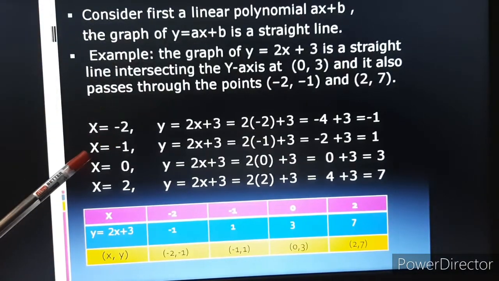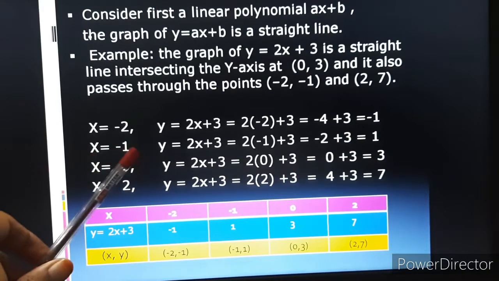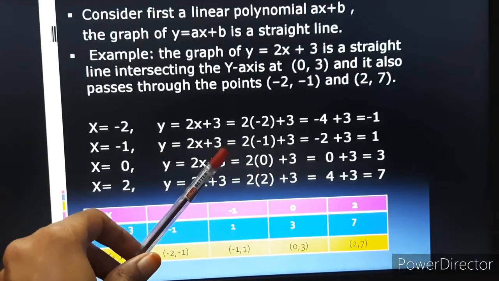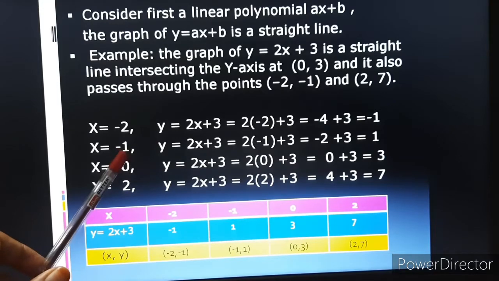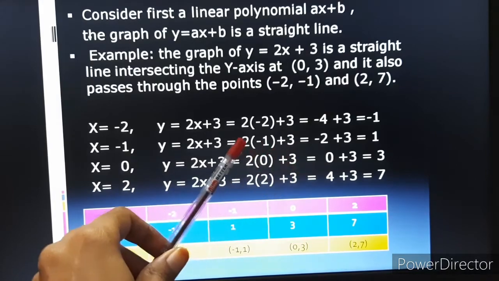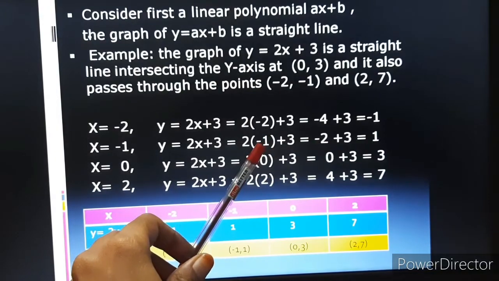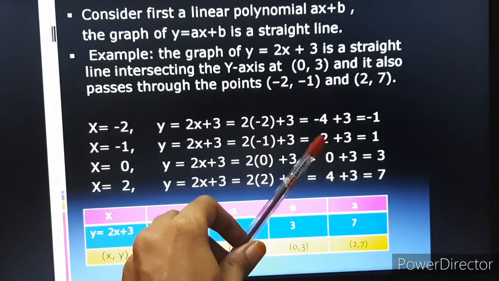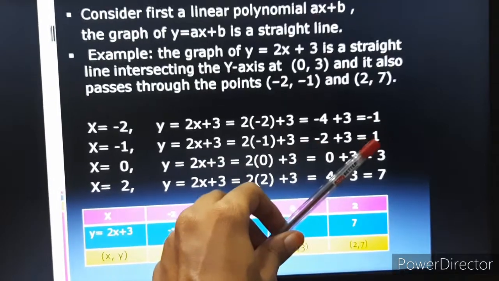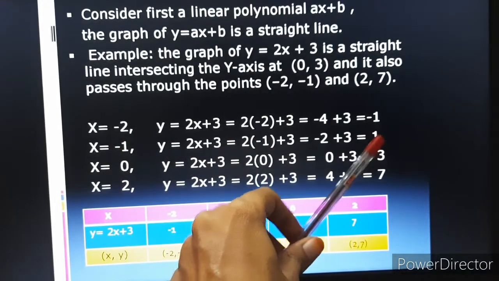Now we'll take another x coordinate, x equals minus 1. We substitute this x value in the given polynomial, y equals 2x plus 3. In the place of x, we substitute minus 1. So 2 into minus 1 plus 3. 2 ones are 2, but with the minus, it is minus 2, plus 3. Minus 2 plus 3 becomes 1. So when the x coordinate is minus 1, we got the y coordinate as 1.